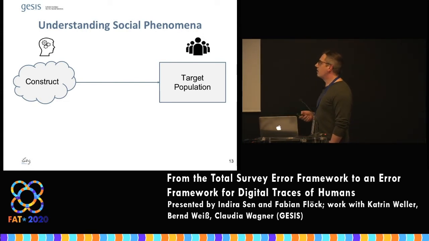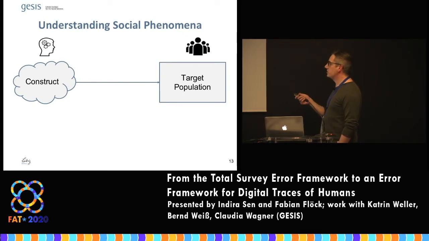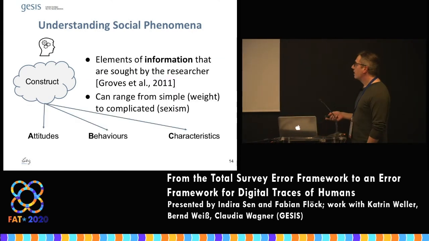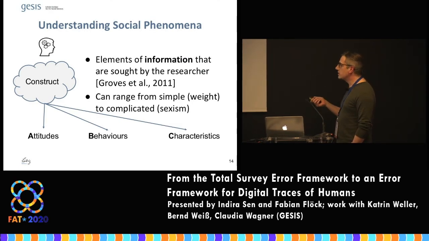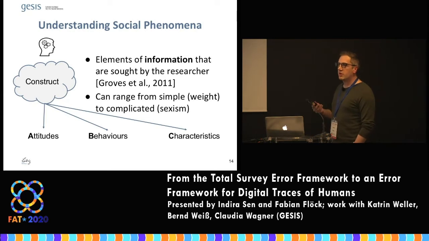And a construct can be all kinds of things. Groves puts it very broadly as the information sought by the researcher. So the thing that you want to measure. This can be attitudes, behaviors, or simple characteristics like weight, for example, or something really complicated like sexism or the approval of a politician. There you really have to think about what it means to approve of someone or to be sexist. So you can go from very simple things to very complicated things. And these are the things you have to define very clearly.